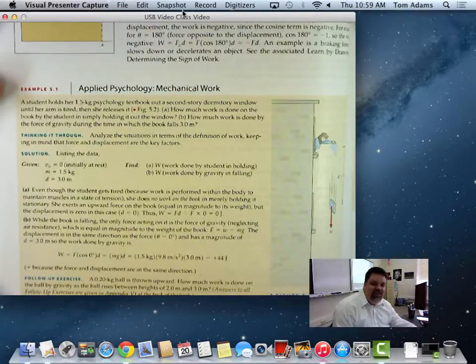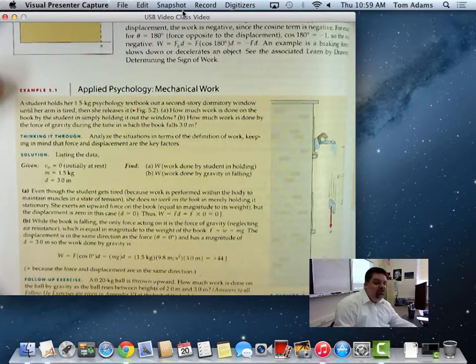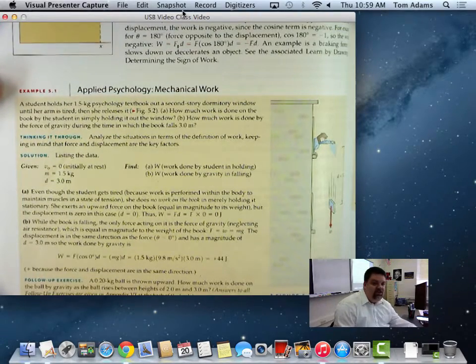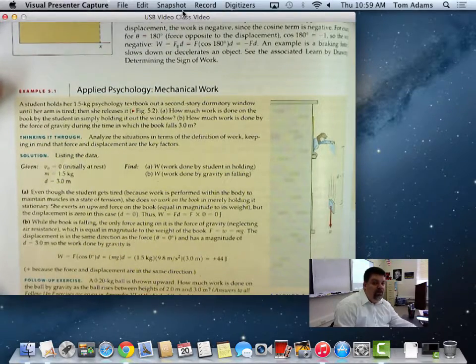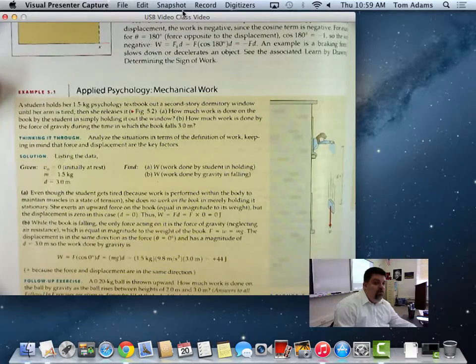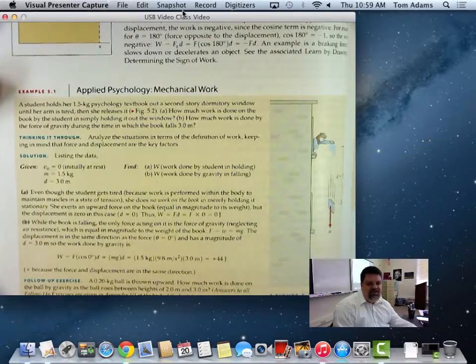Be quiet, pay attention. So what we're asked to do is figure out how much work is done on the book by the student by simply holding it out the window. And then part B is how much work is done by the force of gravity during the time the book falls, and it says 3 meters.